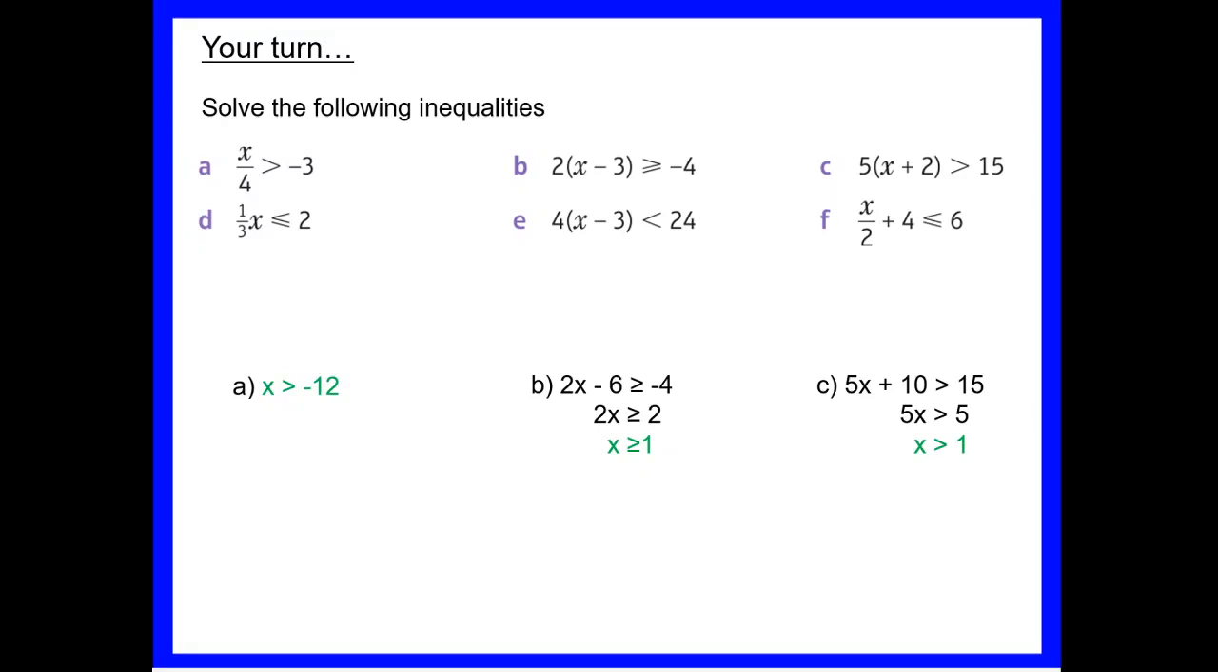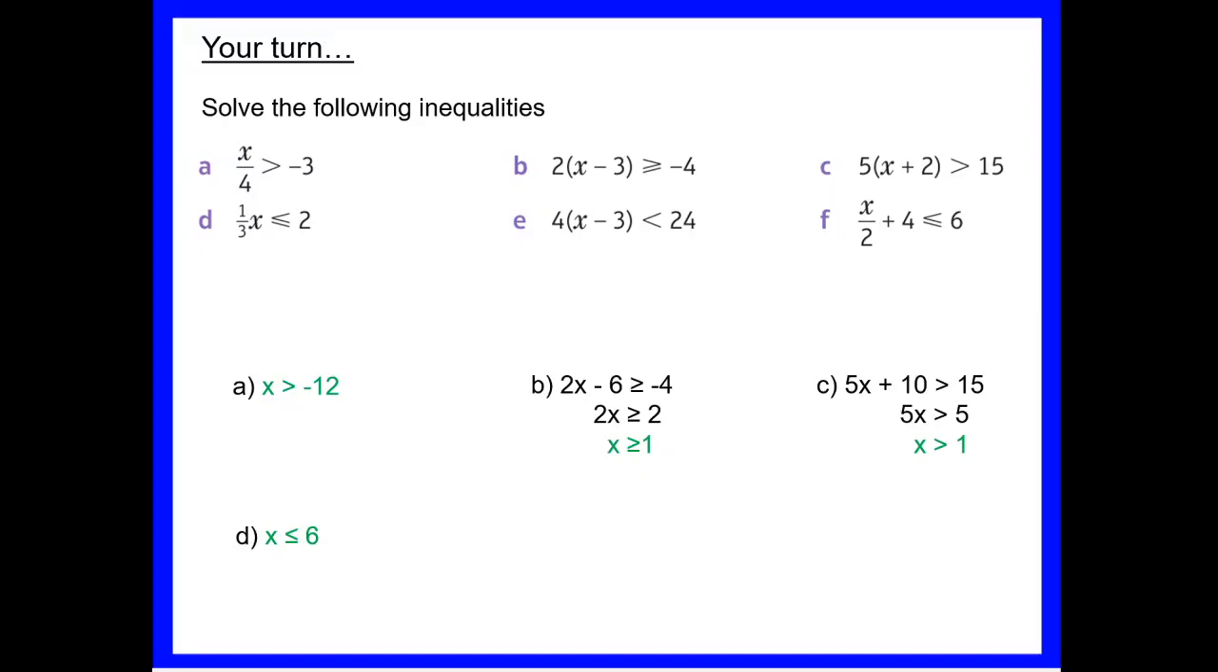For D, now this one is a bit more complex because it says a third x. Remember, a third x, if I multiply the numerator with the letter, that's 1x divided by 3, and 1x is the same as x, so I can treat this the same as x divided by 3. So if I want to get rid of a divide by 3, I multiply both sides by 3, so x is less than or equal to 6.